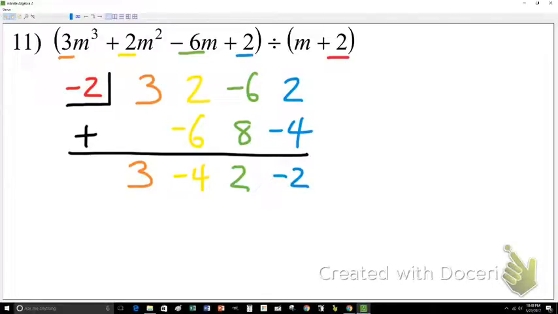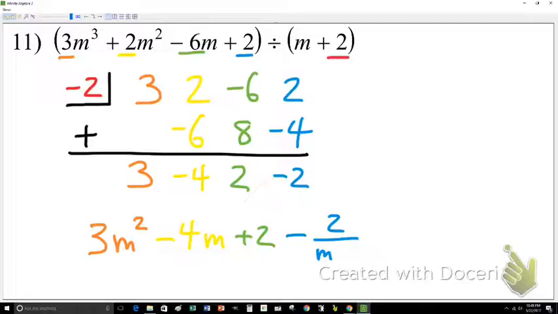Now we're ready to write our answer out. So our final answer here is 3m to the second power minus 4m plus 2 minus 2 over our divisor of m plus 2. Okay? And there we go, we have our answer.